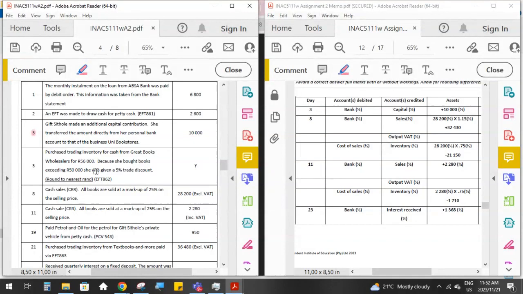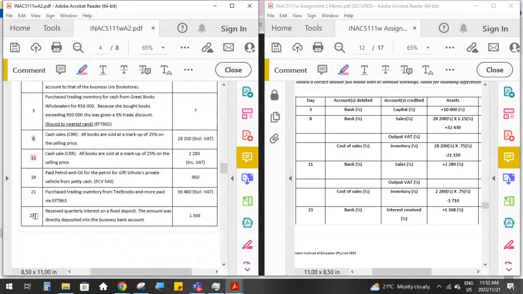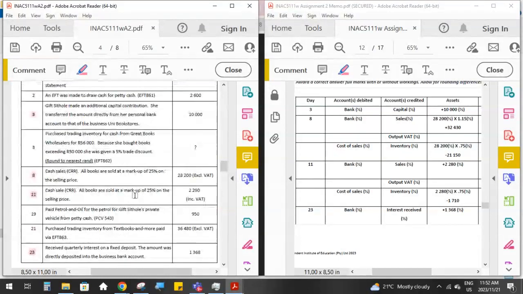So that one will not belong in the cash book receipts. It will belong in our cash book payments. So a lot of students put that in just because it said the 3rd. You must read everything carefully. The 3rd, the 8th, the 11th, and the 23rd. So those are the 4 transactions that you should then have entered into the cash book receipts.